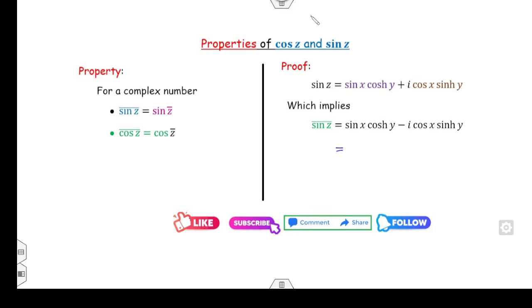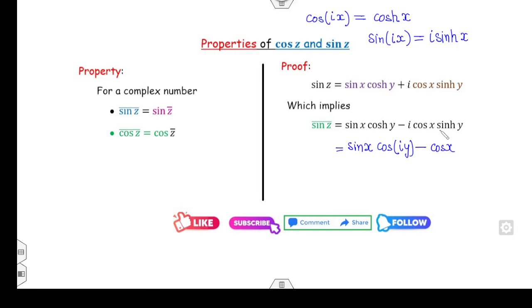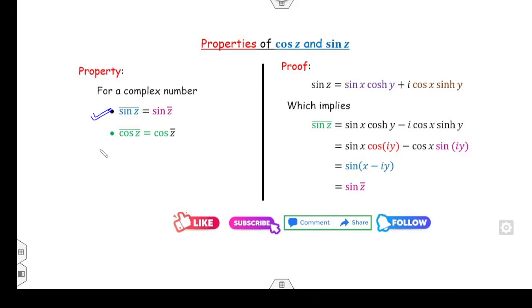Fine. Now again I am using the same property. What is cos of iota x? Cos of iota x will be cos hyperbolic x, and sine of iota x becomes iota times sine hyperbolic x. So I can use the same definition. It's sin of x cos of iota y minus cos of x, and I can write iota into sine hyperbolic y, based on the definition, as sin of iota y. Now it's sin a cos b minus cos a sin b. That becomes sin of a minus b. What is x minus iota y? X minus iota y becomes the complex conjugate of z. Therefore, the first property holds. Similarly, you can prove that property on your own and let me know in the comment box.